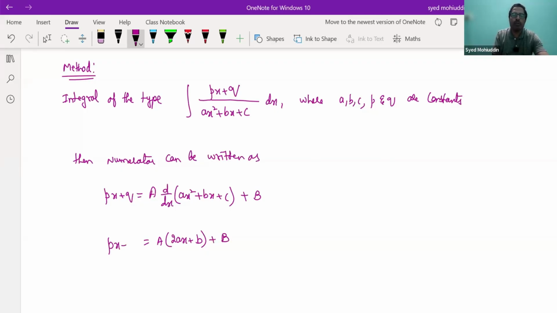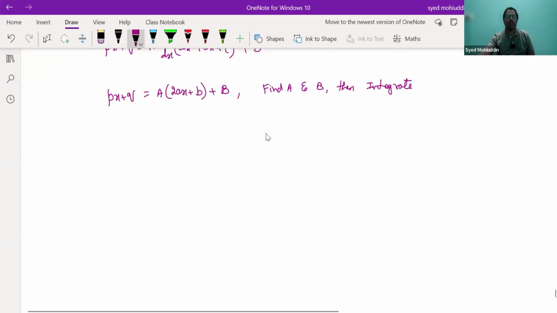So from here, you have to find A and B. Find A and B, then integrate. For the first term, the derivative will be in the numerator and its value will be in the denominator, so its integral value will give you log. The second one will be the method that we have done today. So you will get two separate integrals whenever you have this type of integral.